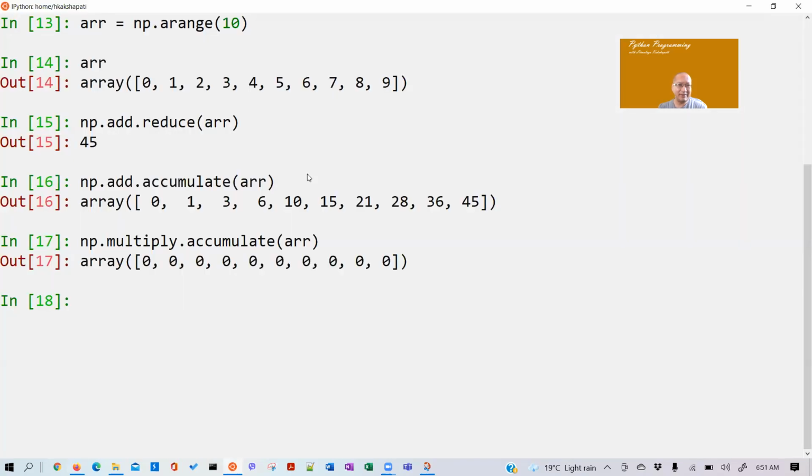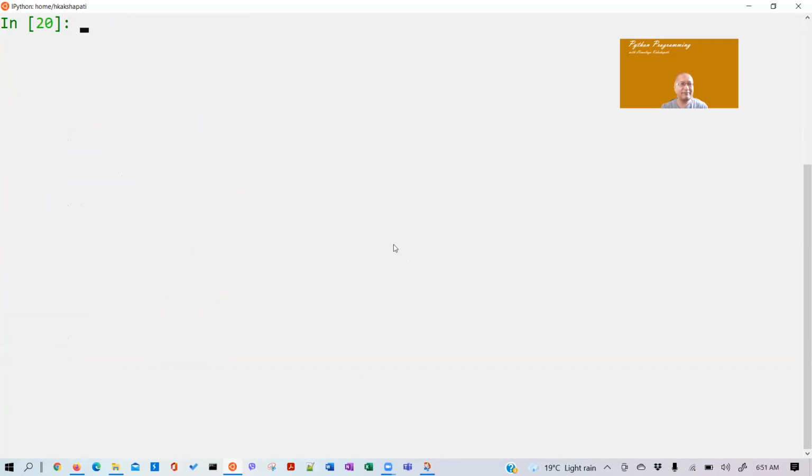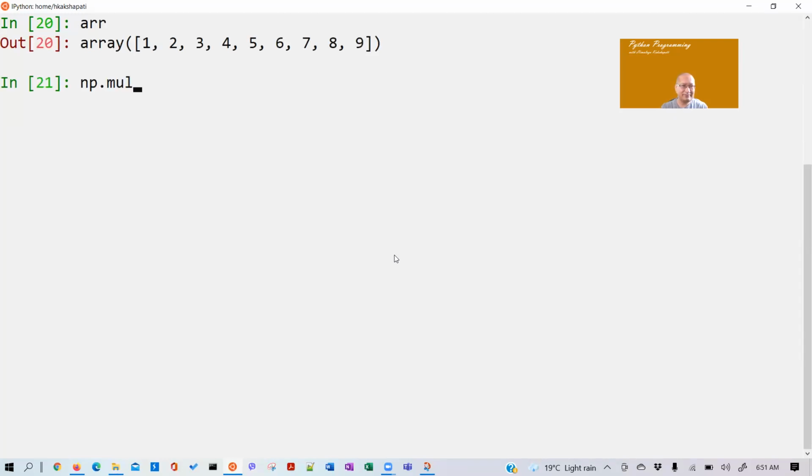Say this, starting from 1 to 10, not from 0. So now we can do multiply as well, right? So this is our array, and this is np.multiply, and dot reduce. That reduce, so quick multiplication, that is okay, right? 1 times 2 times 3 times 4 times 5 and so on, okay? And so it's going to be 36,000. And we can do the same here.